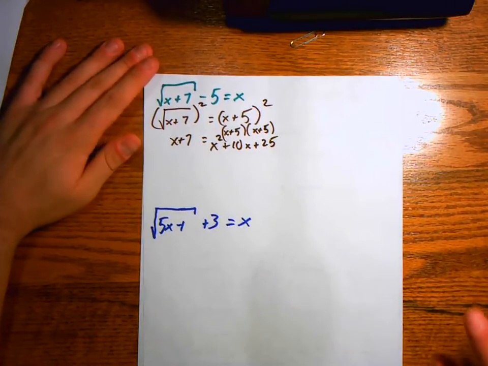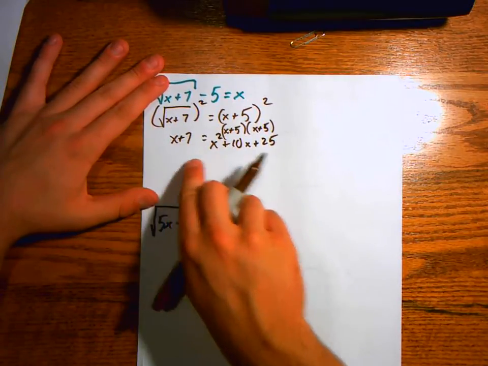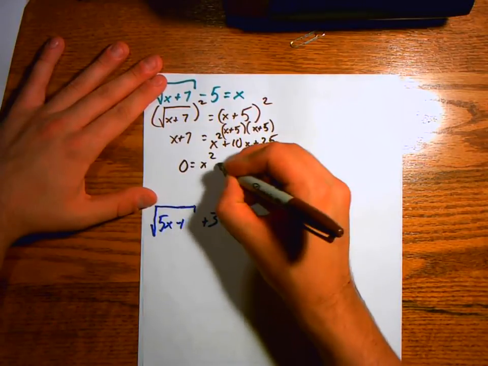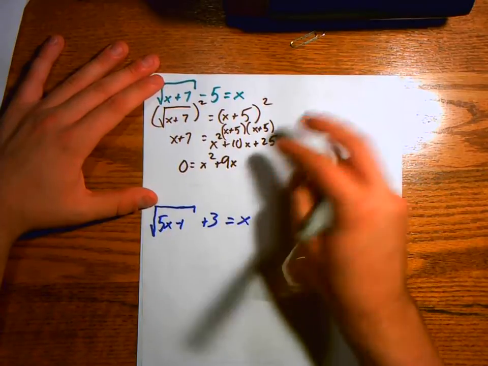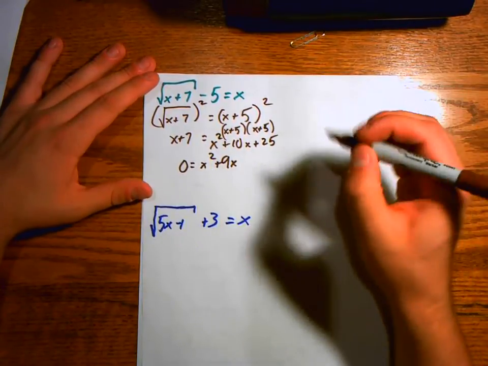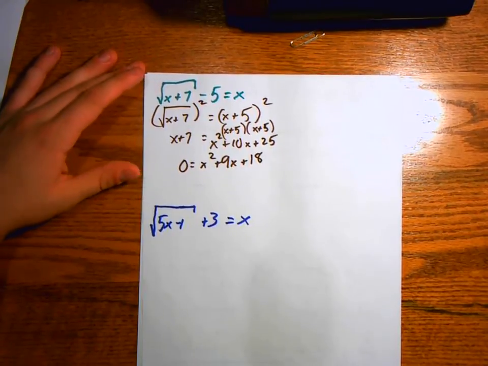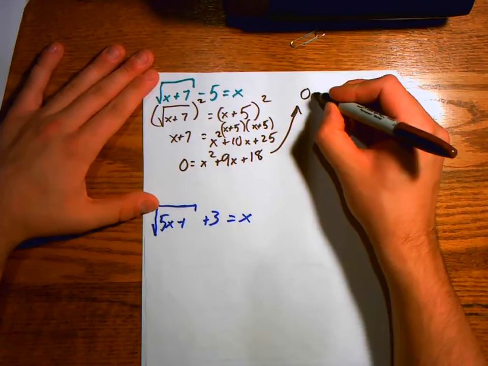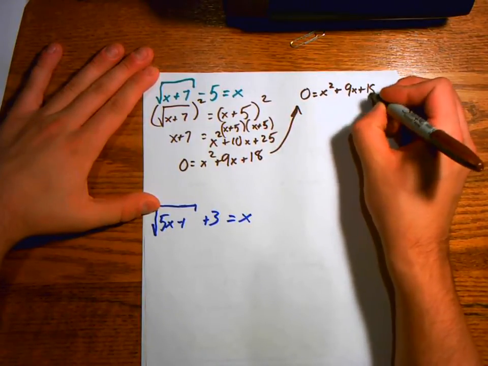Now getting everything over on one side and solving for this quadratic equation, I'm going to subtract x and 7 on both sides to get 0 equals x squared plus 9x, since I subtracted 1x from 10, and then 25 minus 7 is going to give me 18. Okay, and I'm going to write it up here for some more space. And it looks like I can solve this by factoring.